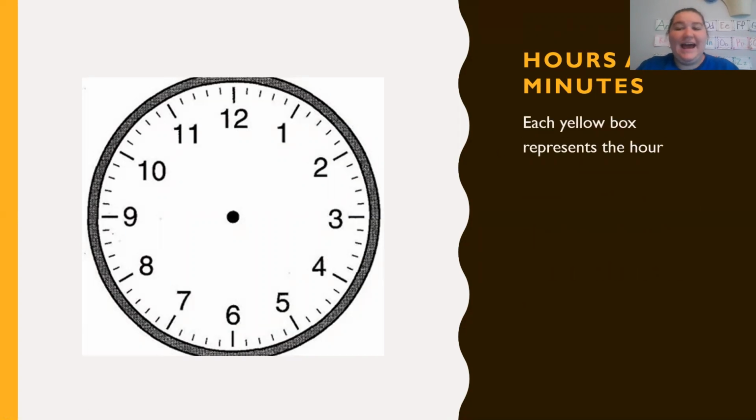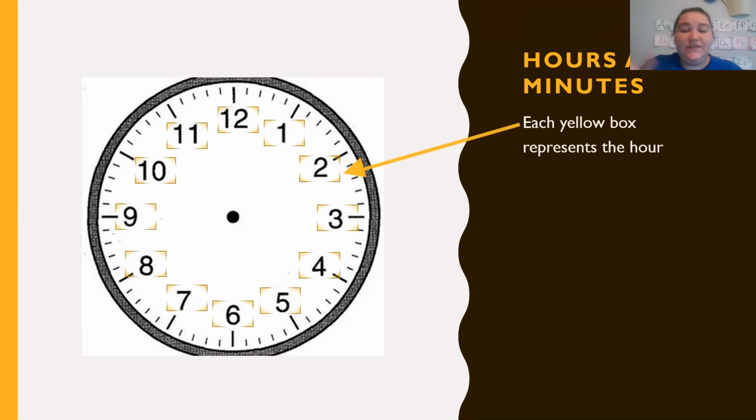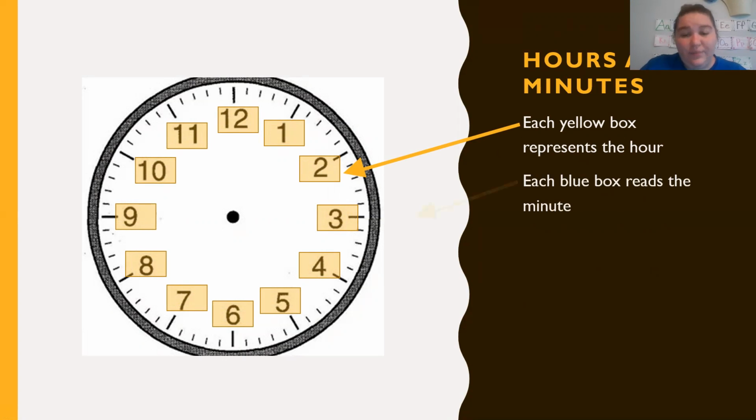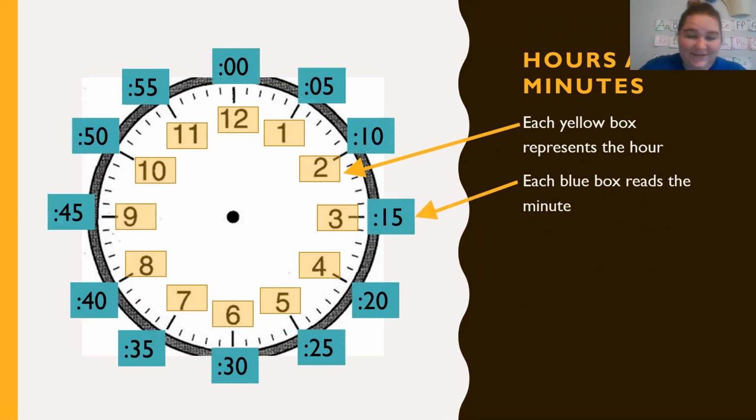All right, let's look at hours and minutes. So each of our yellow boxes represents an hour. So we have 1, 2, 3, 4, 5, 6, 7, 8, 9, 10, 11, 12, right? Now each of these blue boxes represents the minutes. So look, guys, 5, 10, 15, 20, 25, 30, 35, 40, 45, 50, 55. Look at that. Why did that go to 0, 0?